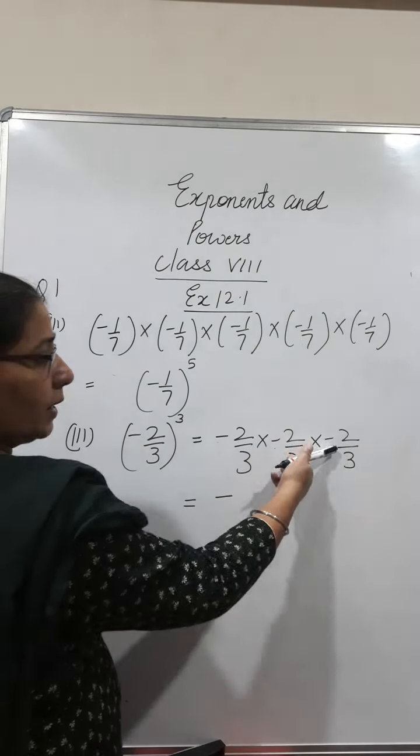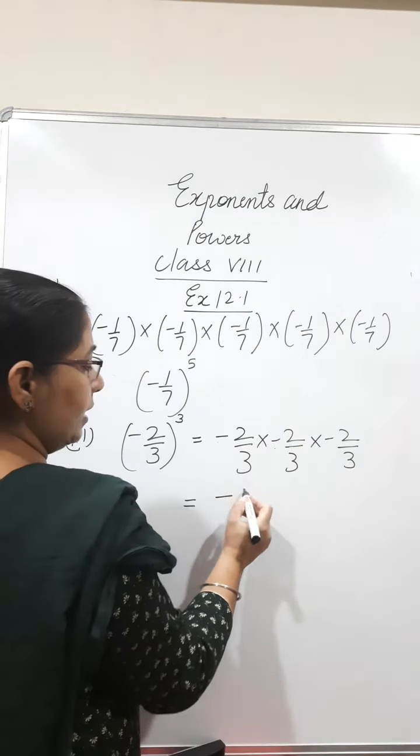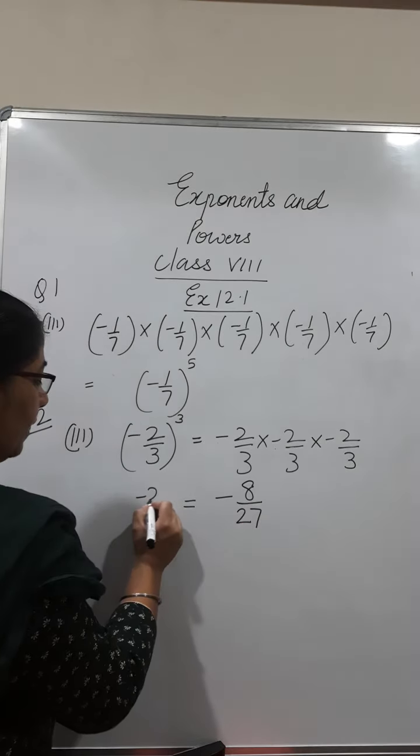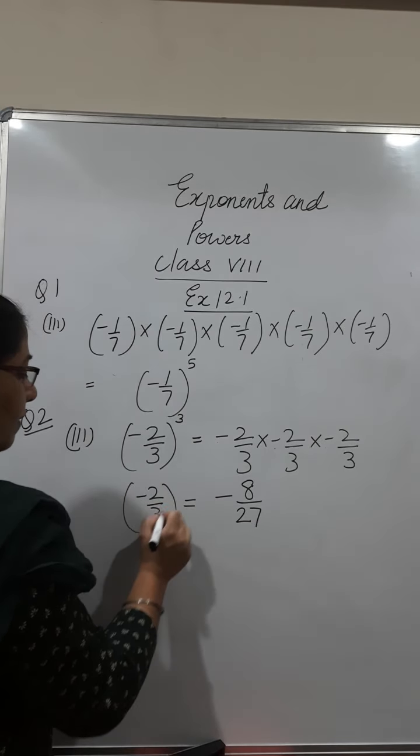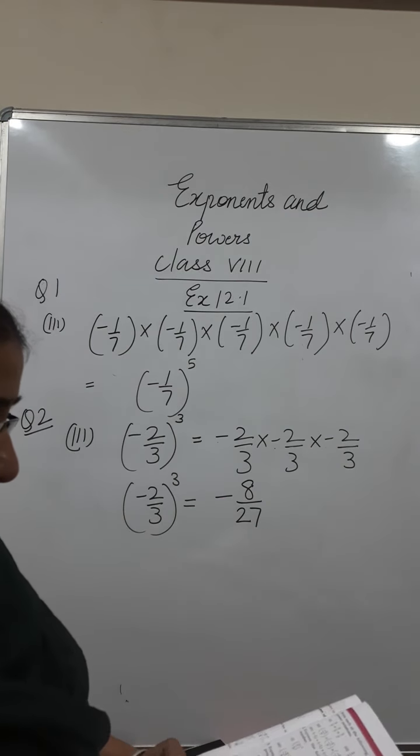Minus into minus into minus. They are an odd number of negatives. So minus 2 2s are 4, 2 4s are 8. 3 3s are 9, 3 9s are 27. So therefore minus 2 by 3 raised to power 3, the answer to that is minus 8 by 27.